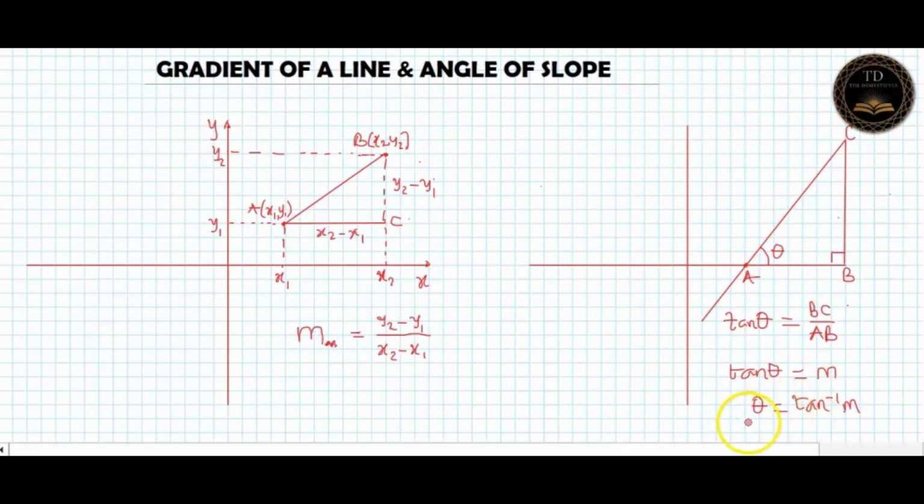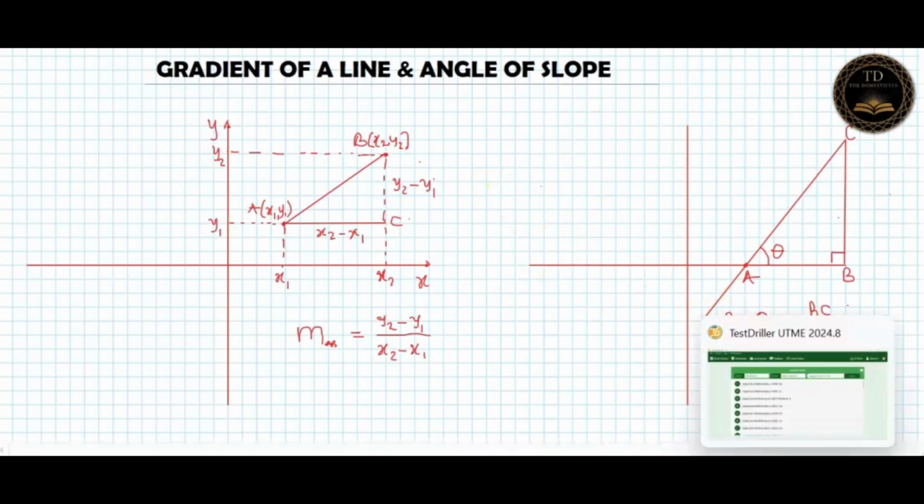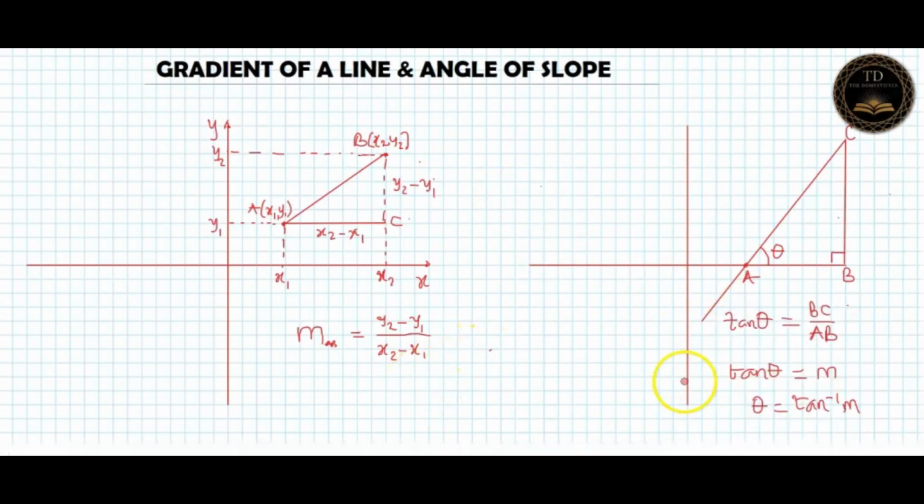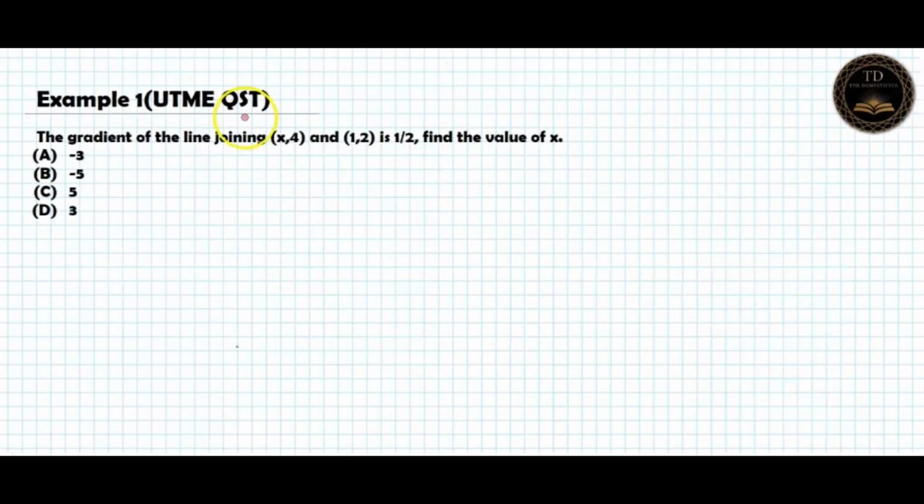Okay, so this is the relationship between the angle of slope and the gradient of a line, or the slope of a line. Theta is equal to this. All right, so let's take an example quickly. Now this example says the gradient of a line joining this point and this point is 1 over 2. Find the value of x.